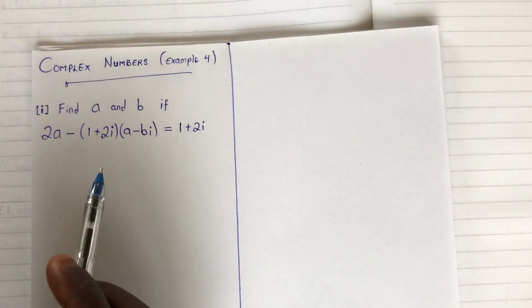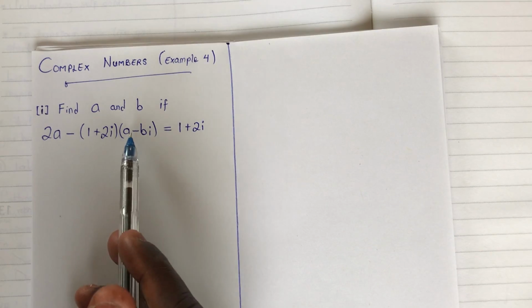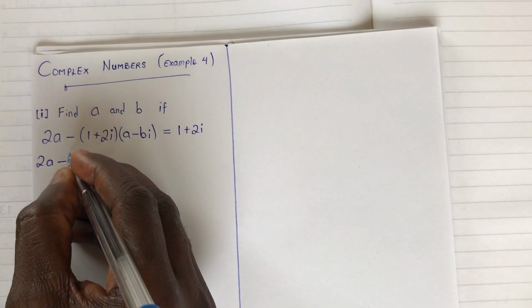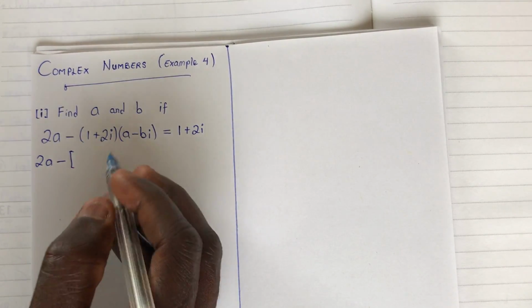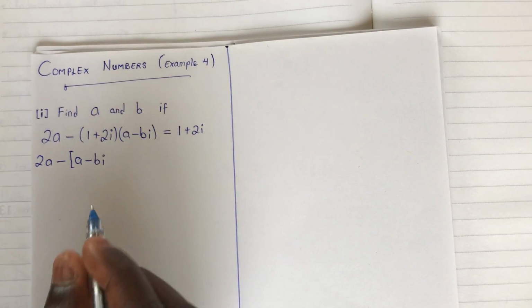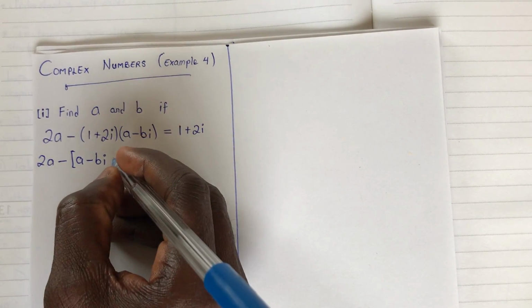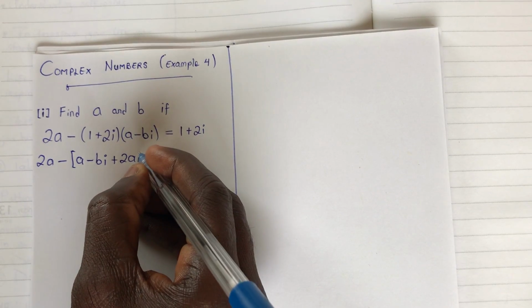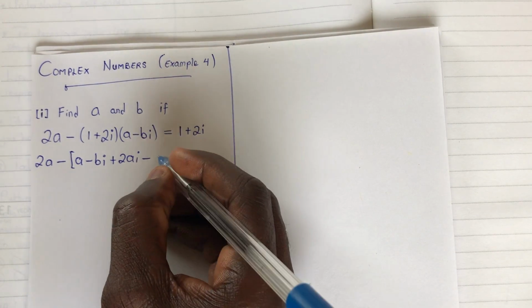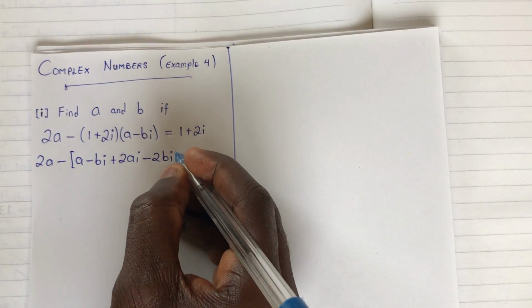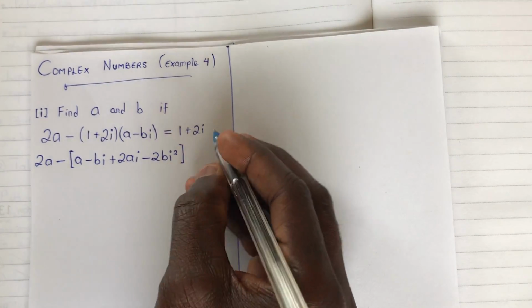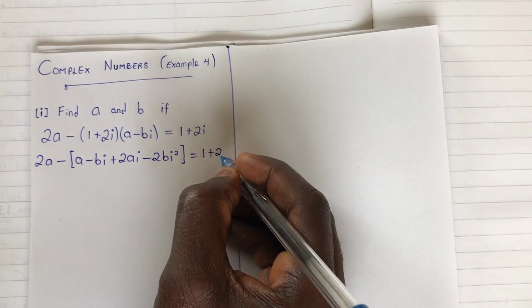So let's get on to what we have today. We need to tackle the bracket first, so we multiply the whole bracket first. It's saying 2a minus, let me put everything in bracket. So 1 times a will give us a, then 1 times this will give us minus bi, then 2i times a will give us plus 2ai, and then 2i times b will give us minus 2bi squared. We know that i times i will give us i squared. Let me close the bracket, giving me 1 plus 2i.